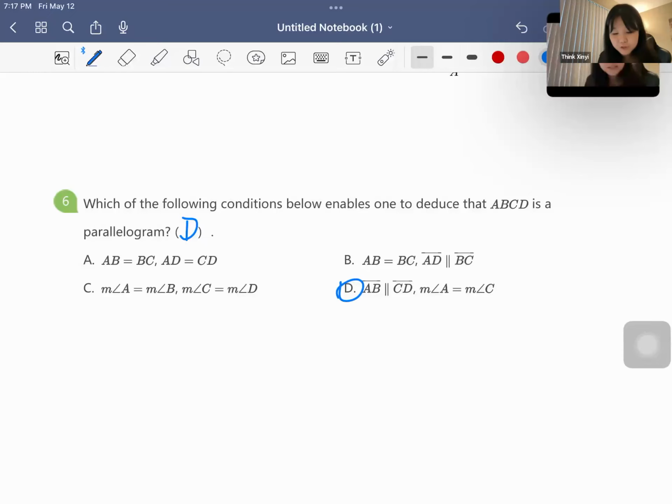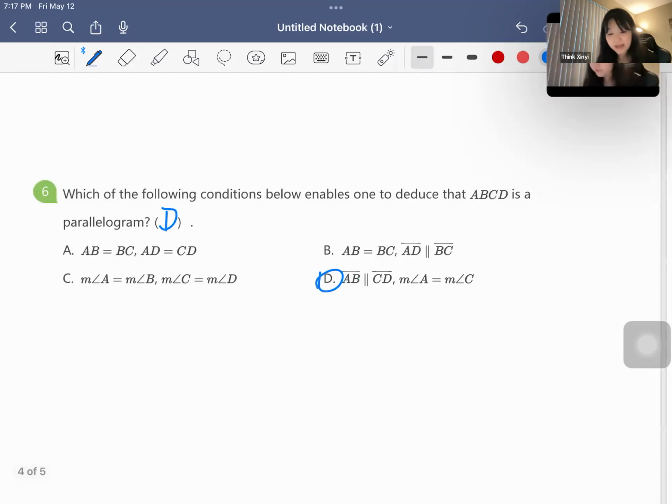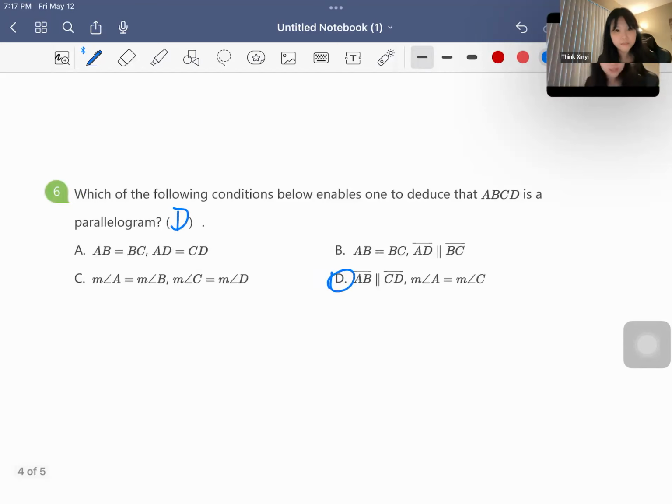Okay, so that's the first way. If we have both pairs of the opposite sides parallel to each other, and both pairs of the opposite sides are equal, then we can also have the quadrilateral as a parallelogram. That's the second way. And the third way is that if both pairs of the opposite angles are equal, then we can prove it to be a parallelogram, okay?